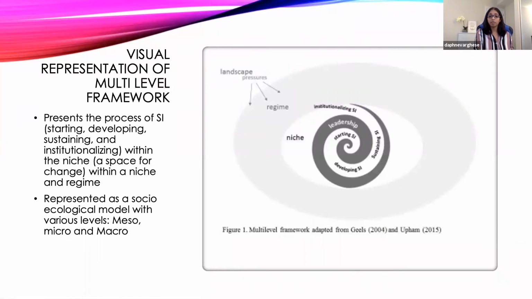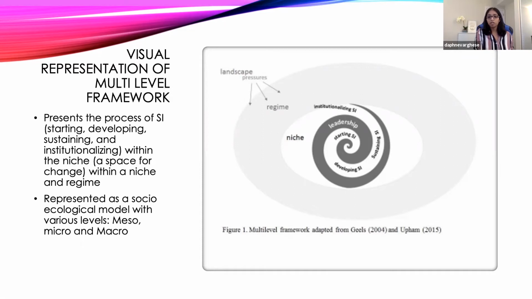So this is a type of socio-ecological model that presents various levels of the SI in a meso, micro, and macro level scale. The inner structure reveals the processes of how an SI initiative would unfold within a niche level. So note that the white swirl represents the processes, and the gray swirl represents how leadership is achieved simultaneously with the processes of SI.